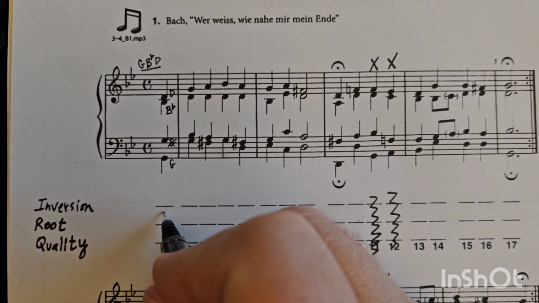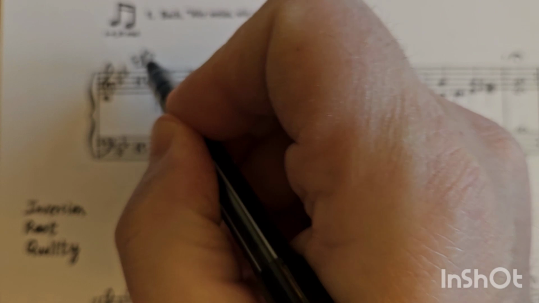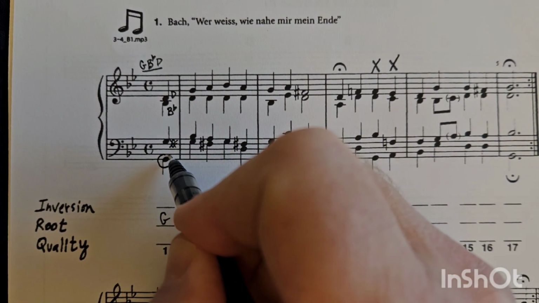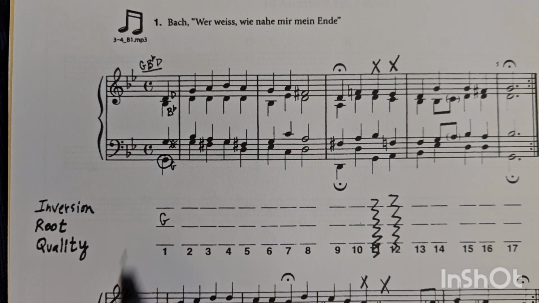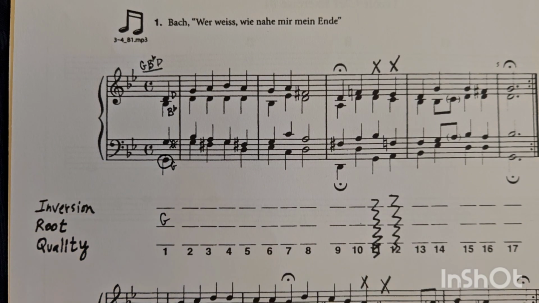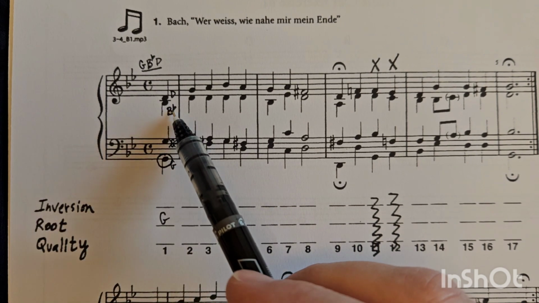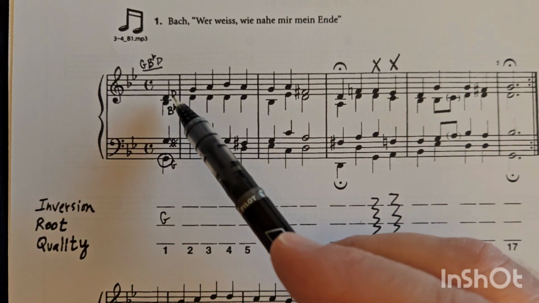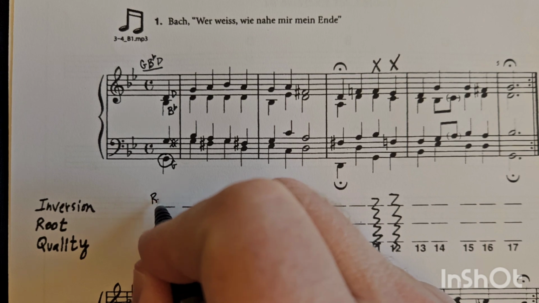So the root is G. G is the root, B flat is the third, and D is the 5th. And remember, the bass note, and only the bass note, determines the inversion. So you want to look at the lowest sounding pitch. If the root is in the bass part, then you're in root position. If the B flat, the third of the chord, was in the bass, you'd have first inversion. And if the D was the bass note, you'd have second inversion. So here you're just going to simply put root position.